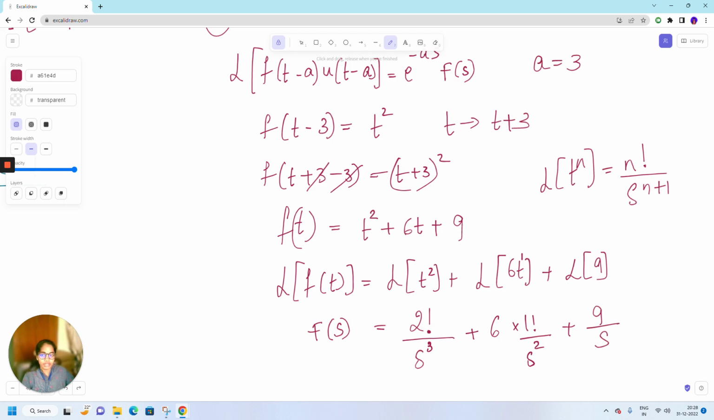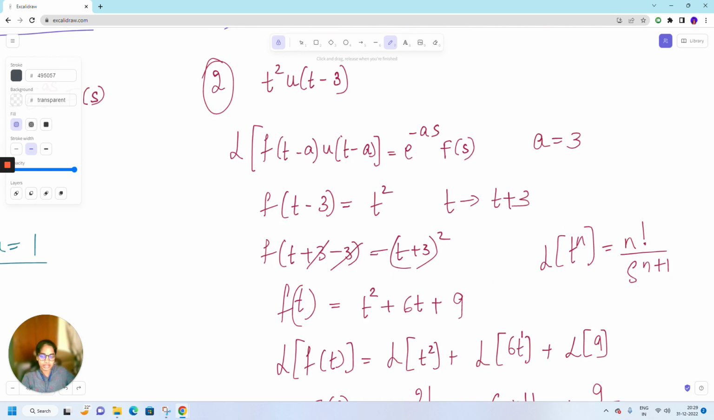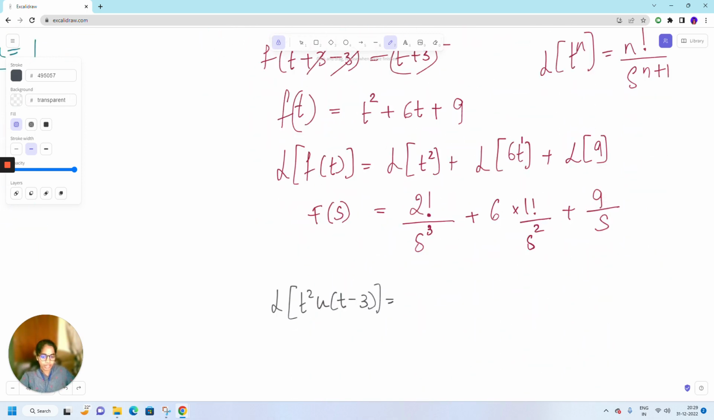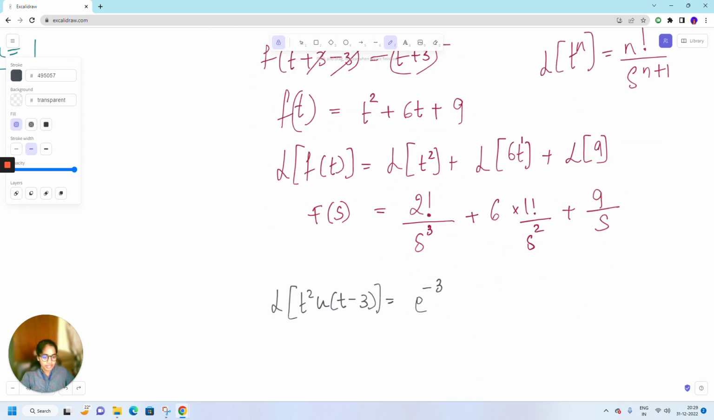Now substitute the values in the formula. What is Laplace of the given question? That is Laplace of t square u of t minus 3. Is that correct? Yes, that is our question. Laplace of t square u of t minus 3 is equal to e to the power minus 3s into f of s, that is 2 factorial, which is 2, divided by s cube plus 6 divided by s square plus 9 divided by s. Okay.